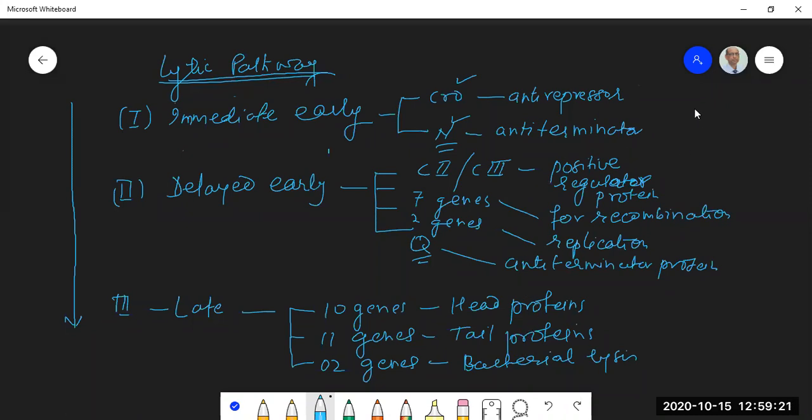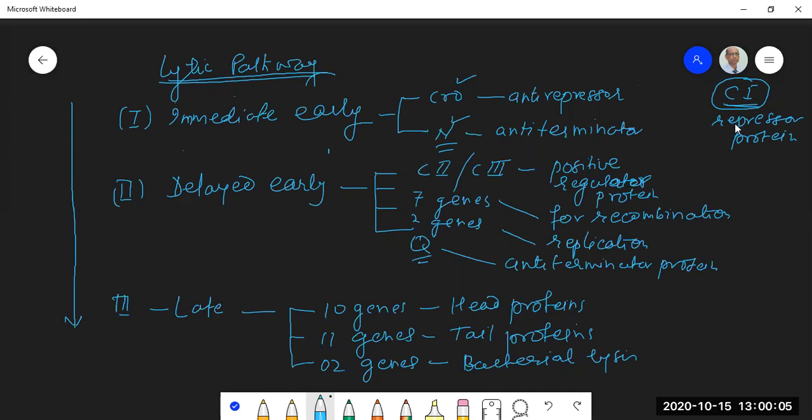Okay. Now, this is beautifully interlocked with the lysogenic pathway. In lysogeny, only one particular gene is expressed, and that is called CI. The CI gene is only expressed in lysogeny, and this codes for repressor protein.